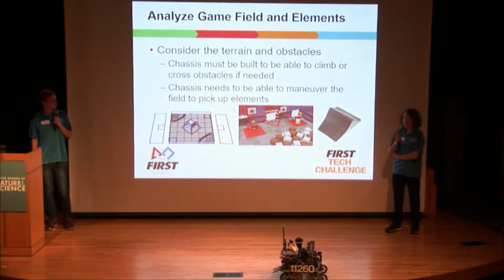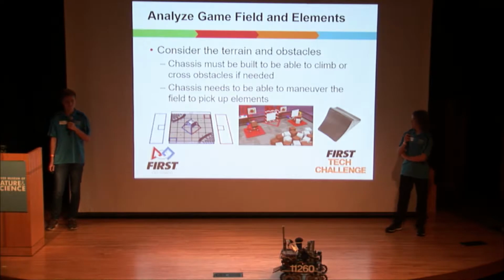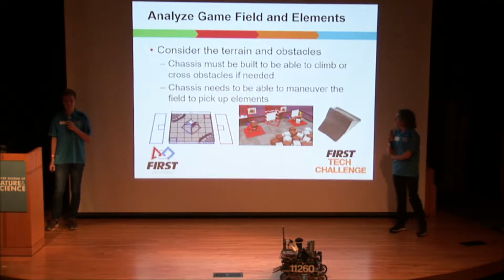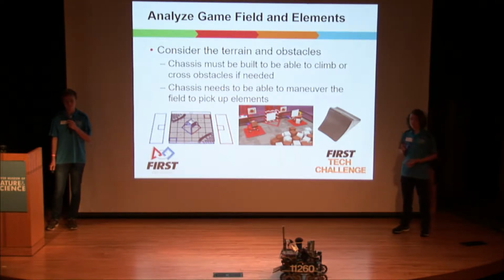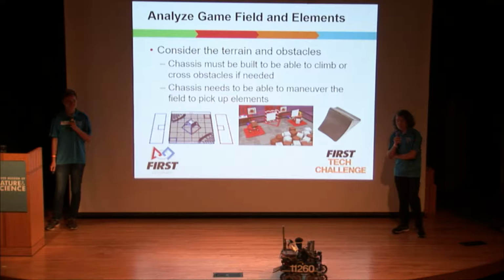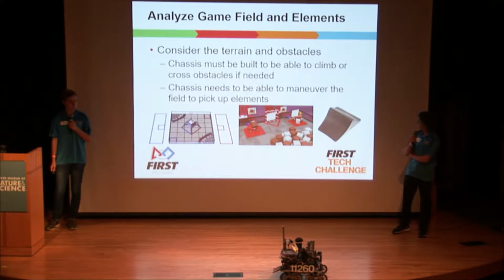So the first thing to consider when building your chassis or choosing which chassis to design is to analyze the game and figure out what objectives you want to complete and what chassis you might need to be able to complete the objectives. So for example, in Rover Ruckus, you needed to get over the crater to get the minerals. So one chassis design could be our bogey wheel base, which was able to get over the crater.